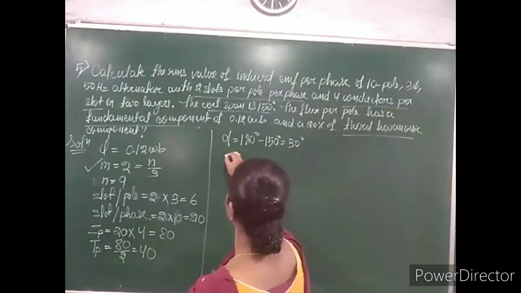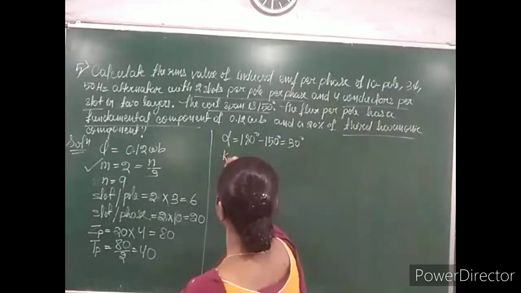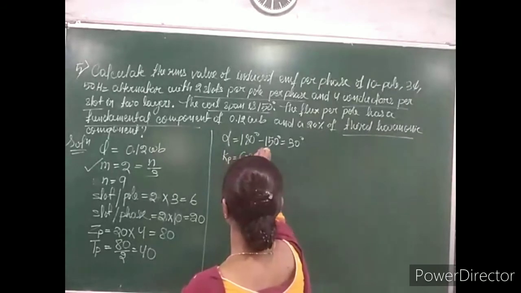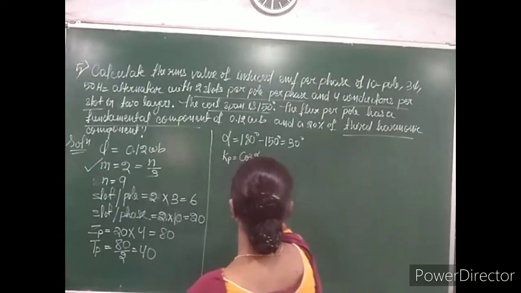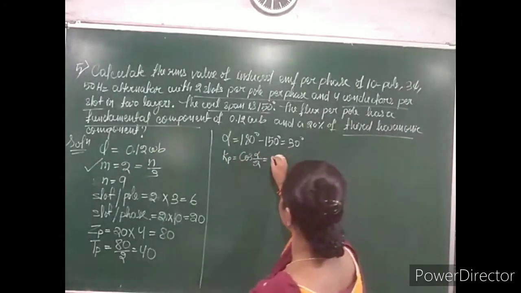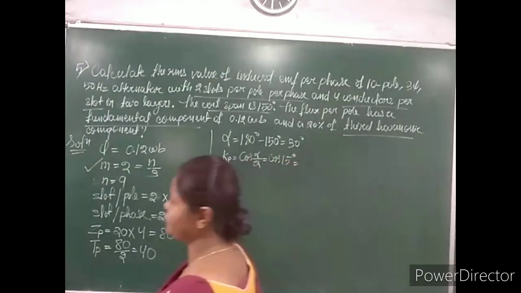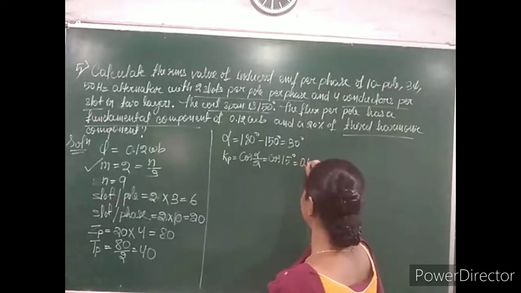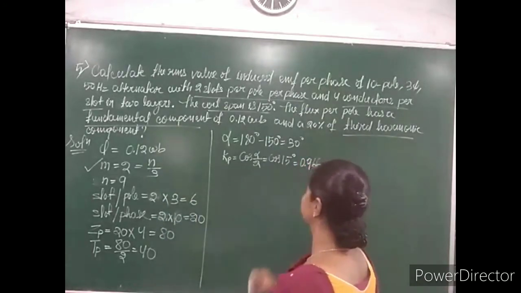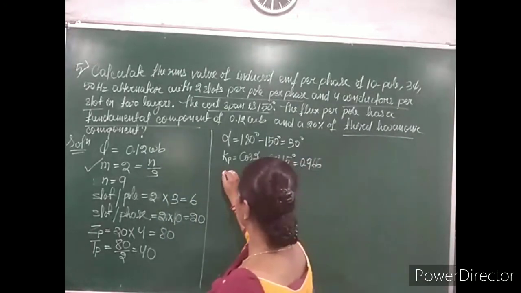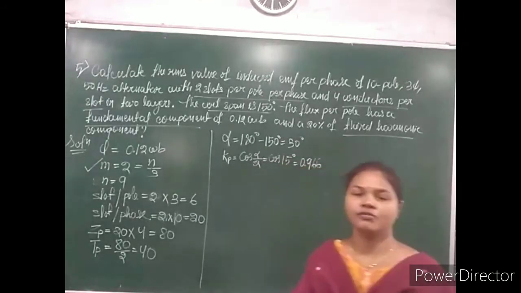So your pitch factor is equal to cos alpha by 2, which gives cos 15 degree. Cos 15 degree is equal to 0.966. Now you find distribution factor.